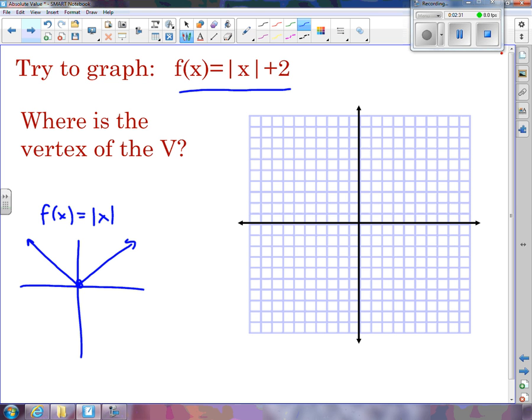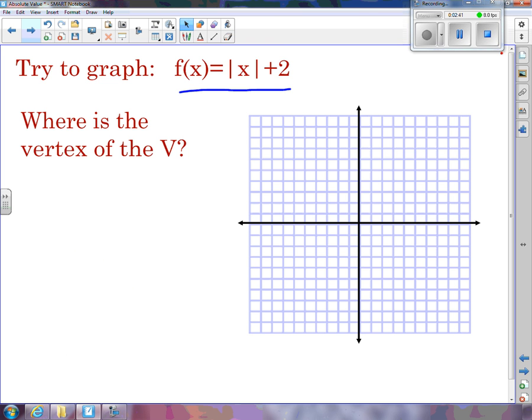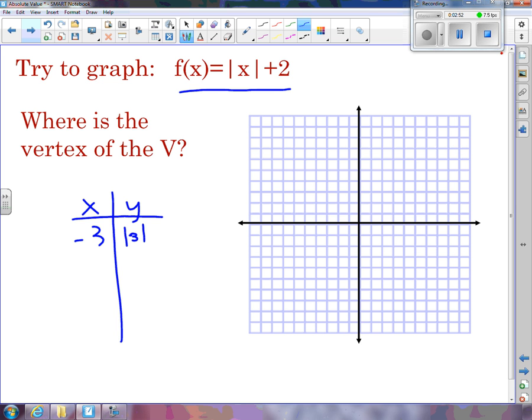So if you're ever not sure what a graph looks like, you can just plug in points and see what you get. All right. So now here, let's plug in some points. Let's plug in -3. If I plug -3 into that, I get the absolute value of -3 plus 2. So that gives me the absolute value of -3 is 3, plus 2 is 5. So I have the point -3, 5 on my graph.